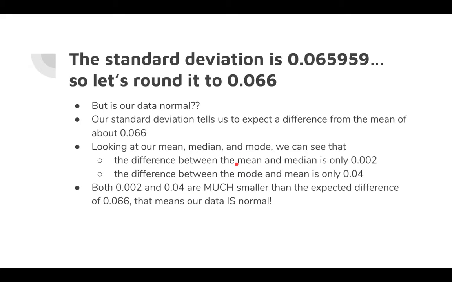0.065959, and it went on and on and on. So that means the standard deviation is that, and I'm going to round it to 0.066. So my original question was, is our data normal?